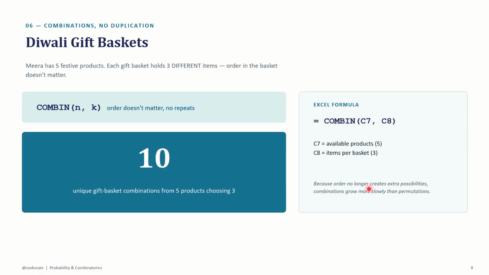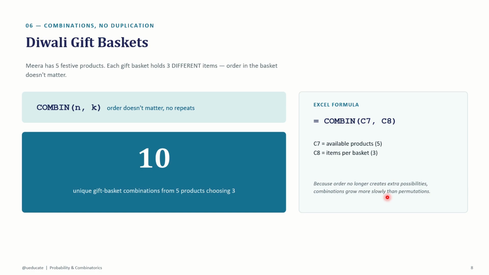If we expand it to 8 available products and keep the basket at 4 items, this will grow to a combination of 70, still growing more slowly than the permutations. Because order no longer creates extra possibilities, combinations grow more slowly than permutations.